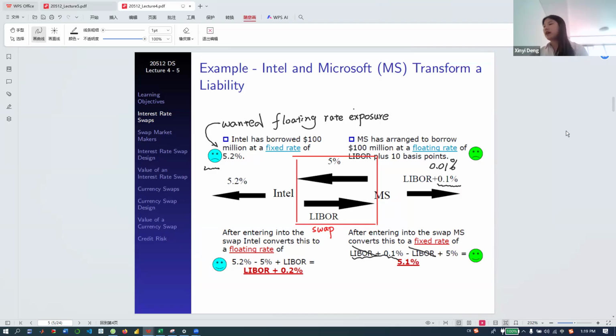Of course, they didn't go for their desired exposure directly, perhaps simply because those options are not available for them, or perhaps because of the comparative advantage argument I'm going to show you guys in just a few minutes.